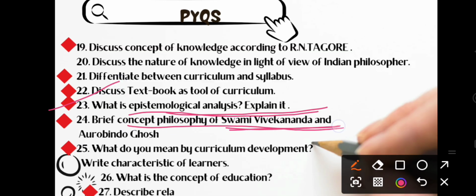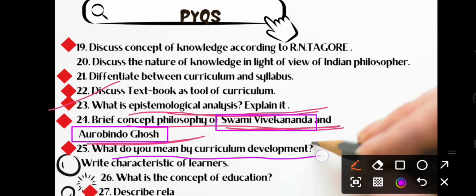Question number 24, briefly describe the concept and philosophy of Swami Vivekanand and Aurobindo Ghosh. Means you have to briefly describe the philosophy of both the educationists, Swami Vivekanand versus Aurobindo Ghosh. Question number 25, what do you mean by curriculum development? And write its characteristics of learners. So basically the extended question is to write its characteristics of learners.